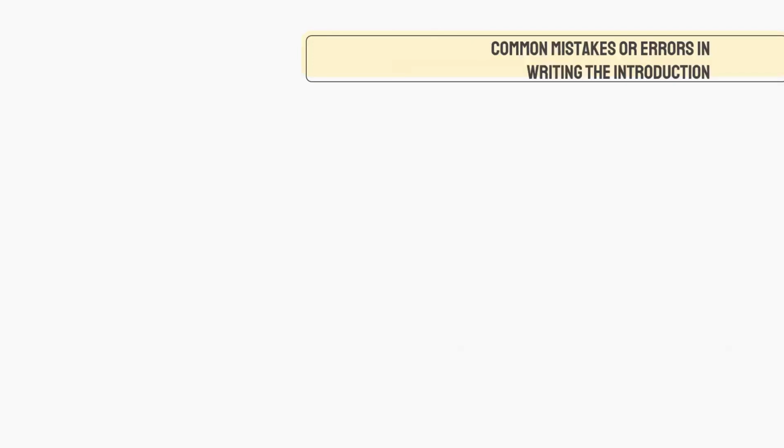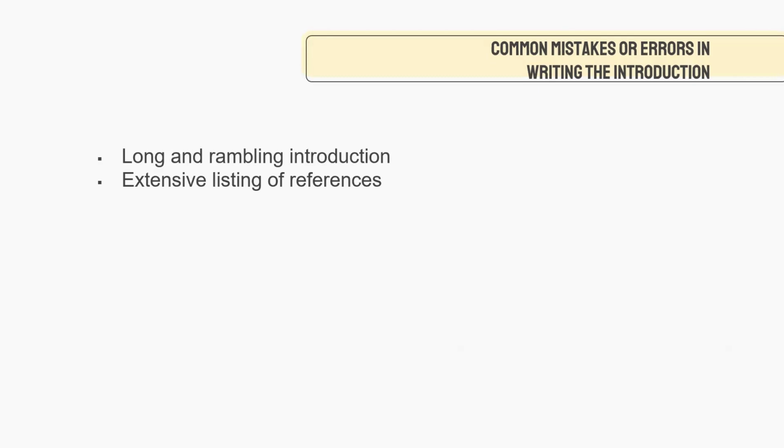Okay. And common mistakes or errors in writing the introduction is a long and rambling introduction. So be concise. Extensive listing of references. Again, this pertains more to your RRL or your background of the study. So don't just list your references. It should all be parang processed now or summarized. Extensive critique of others' work. So the introduction is not the place for you to write an extensive critique of another research.